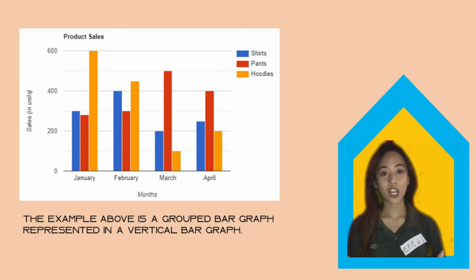This bar graph is actually helpful for the company because, for example, for the next year, they wanted to know which item sold the most in January so they can produce more of that item. In this bar graph, we can see that for this year, January 2021, hoodies sold more than the rest of the products.